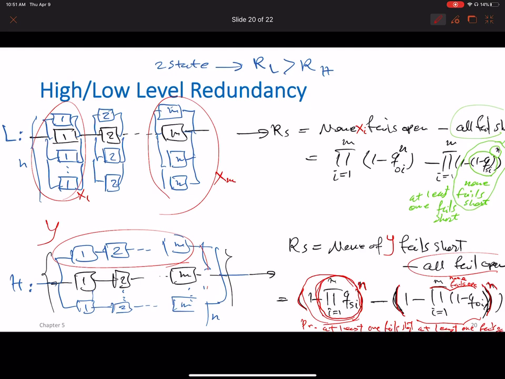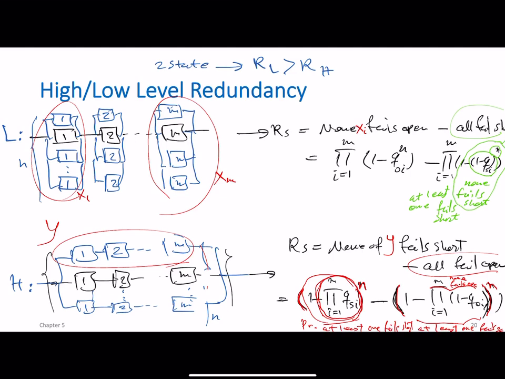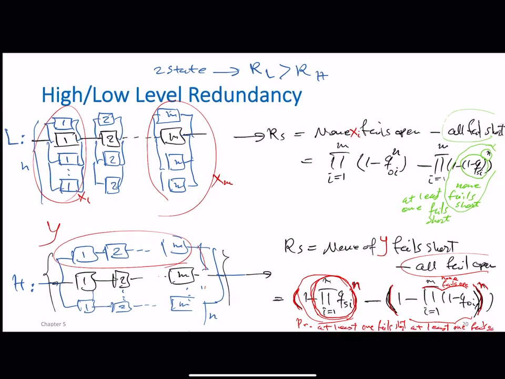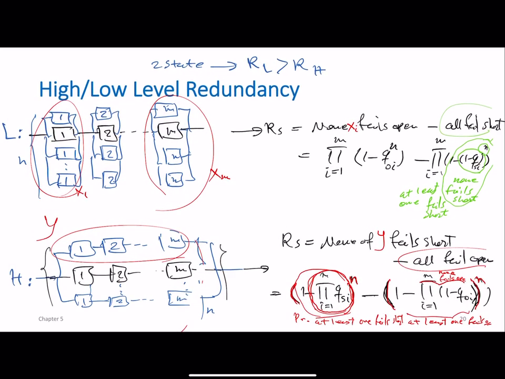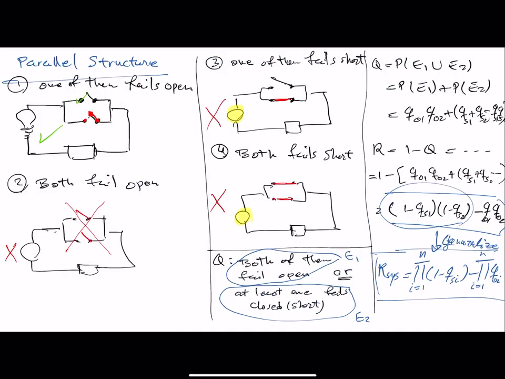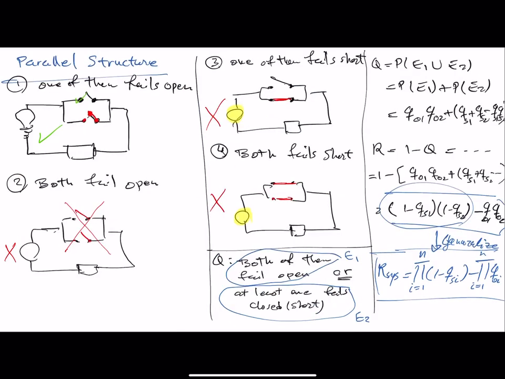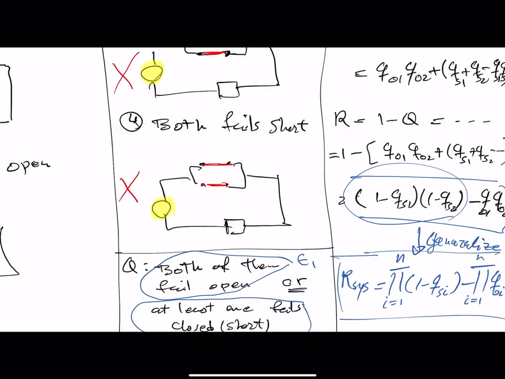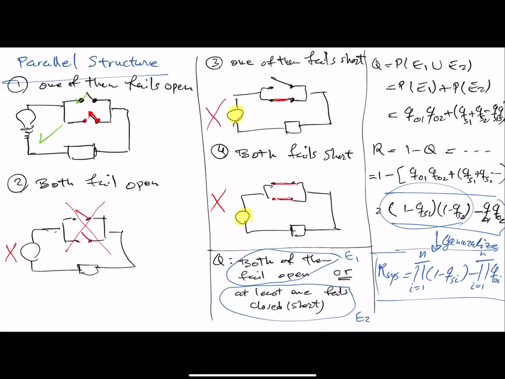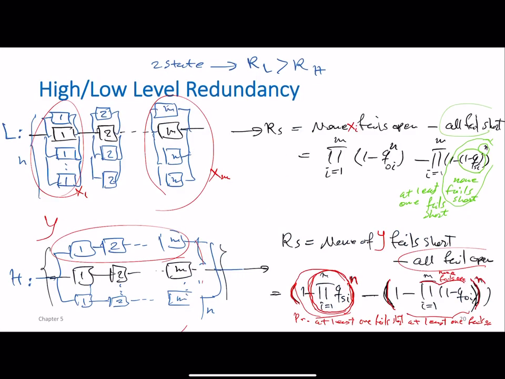Okay, this entire high-level, low-level redundancy became a little complex maybe, but the most important parts are these two that we previously covered: parallel structure and series structure. So for two-state components, we saw that the reliability of low level was higher than the reliability of high level.